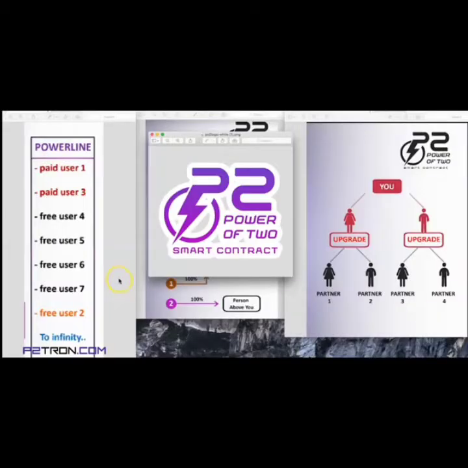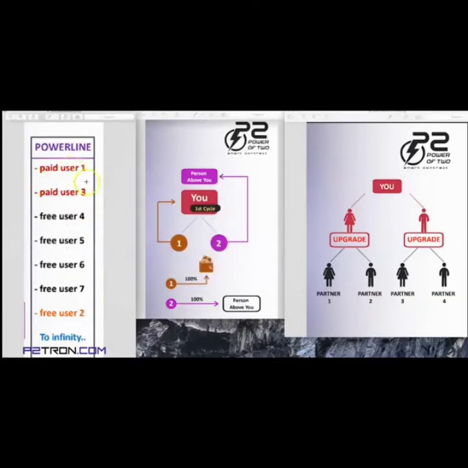Right, so this is going to be an informal training on the Power of 2 X Factor, just to help clarify for those who need a little bit more understanding of the process. So initially, every single person coming into the program, the Power of 2 smart contract, whether they refer anyone or not, they're all going into the global power line.